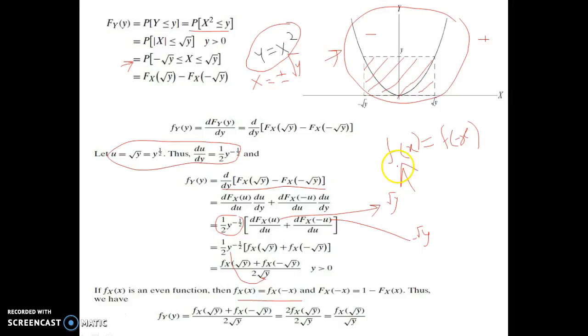Okay, the PDF of x, if the PDF of x is an even function, then f of root over y and f of minus root over y will be the same. Okay, so this becomes 2 f of root over y if they are equal. Okay, so 2 cancels, we get f of root over y divided by root over y. So we have established a relationship between the CDFs and the PDFs of y, and the CDF of x and CDF of y, and the PDF of y and PDF of x.